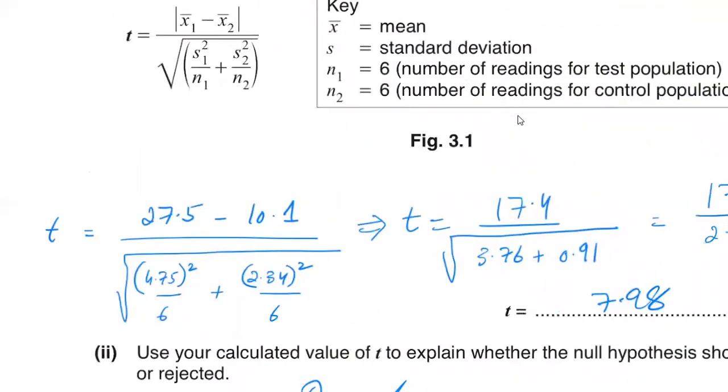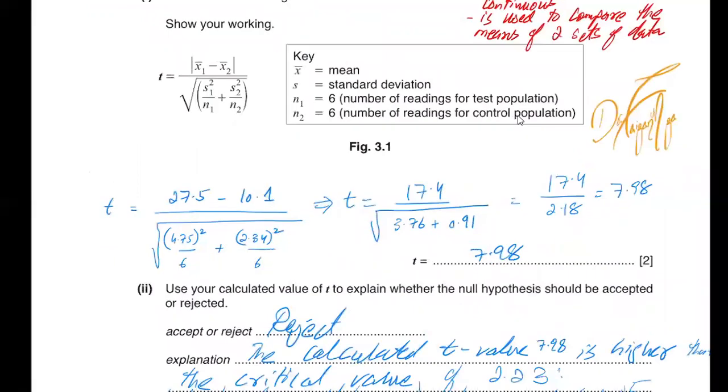We know that the formula asks for the standard deviation to be squared, so we'll square the standard deviation. We'll divide each by 6. Where did 6 come from? 6 was already given as the number of readings. Now we'll just solve it as a mathematical equation. Our answer comes out to be 7.98.